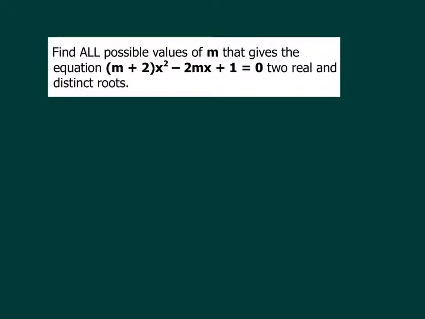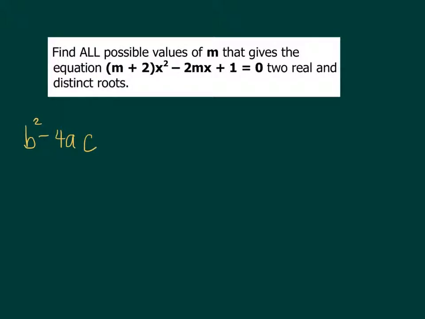So here is another example on finding the nature of the roots of a quadratic equation. It says, find all possible values of m that give the equation (m + 2)x squared minus 2mx plus 1 equal to 0 two real and distinct roots. So again, the idea will revolve on the discriminant, b squared minus 4ac.